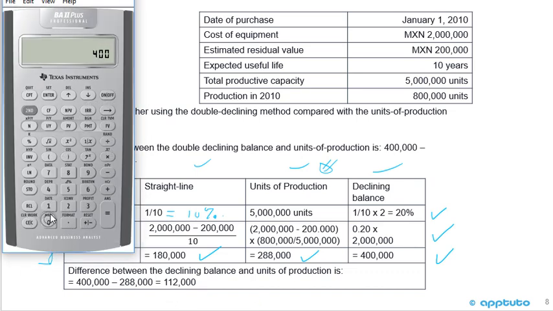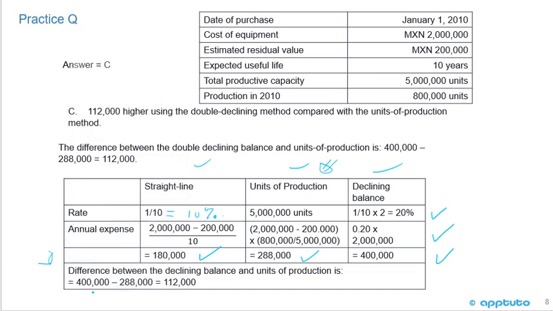That 400,000 minus 180,000 gave you the difference of 220,000 between the declining and the straight line. You can compare the units of production over the straight line, or in this case to get the right answer, it was the 400,000 minus the 288,000, which equals the 112,000, and the correct answer was C, 112,000 higher using the double declining balance compared with the units of production method.